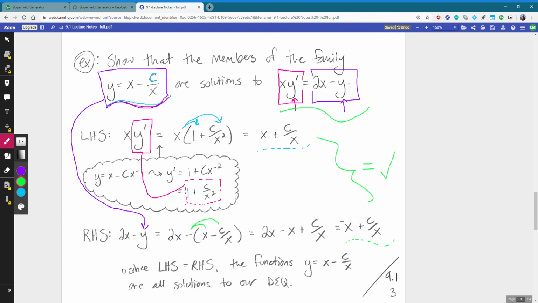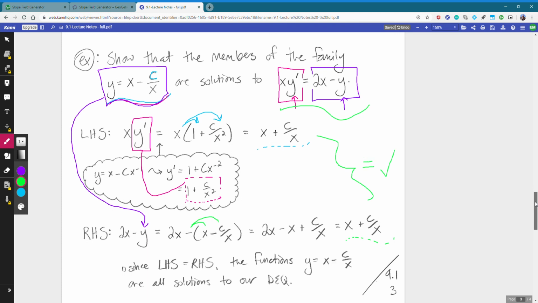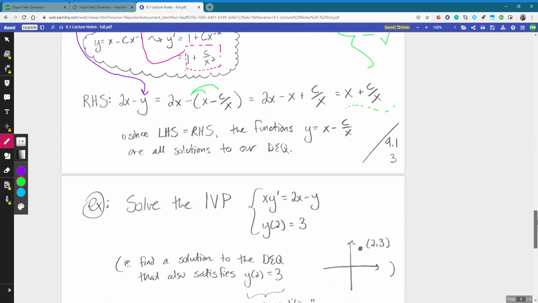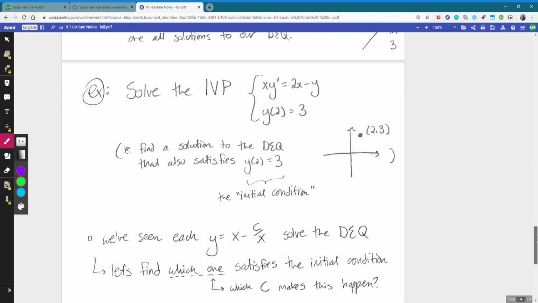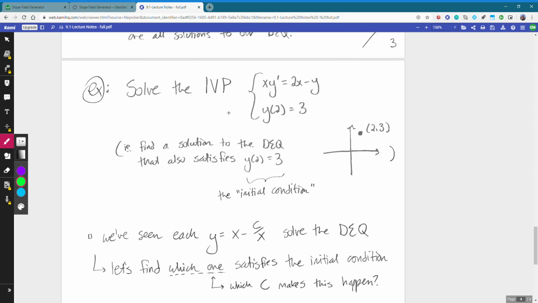Now, we mentioned a few minutes ago that sometimes we want to find a particular solution that passes through a point. Let's look at an example of that where we just use our same differential equation that we've been playing with here. All right, so this is the same differential equation as we were just working with. Let's solve the initial value problem with that differential equation and this initial condition, it's called.